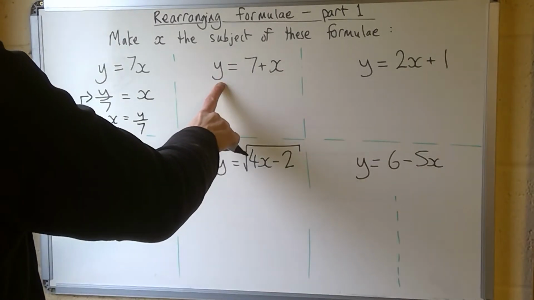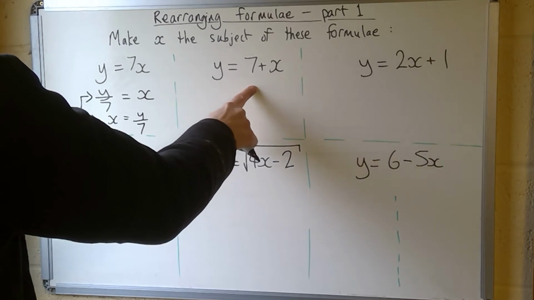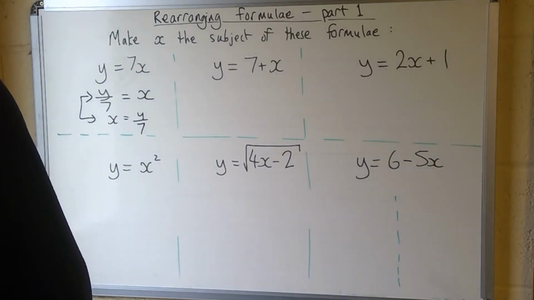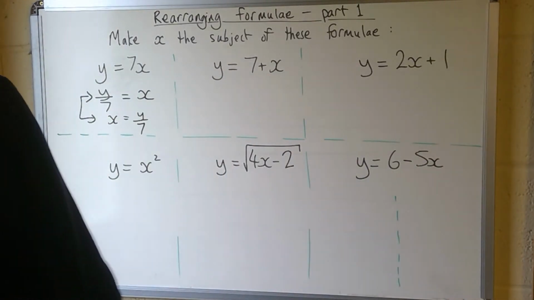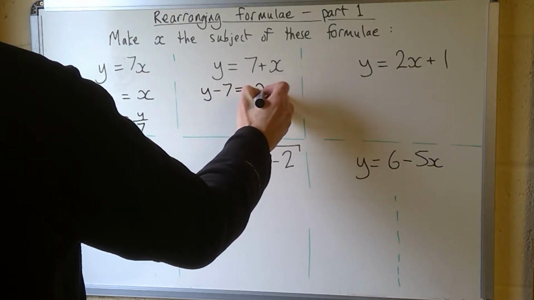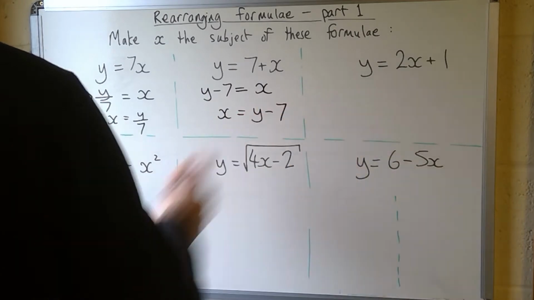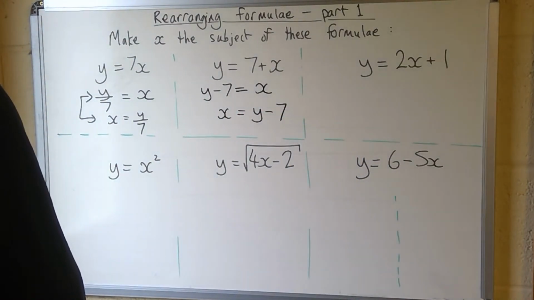So this one, I've got y equals 7 plus x. So I've added 7 to the x. So to undo that, I've got to take 7 away from both sides. So I get y minus 7 equals x, or if you prefer, x equals y minus 7.